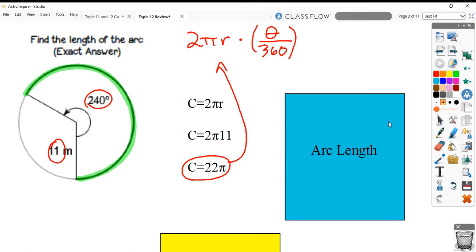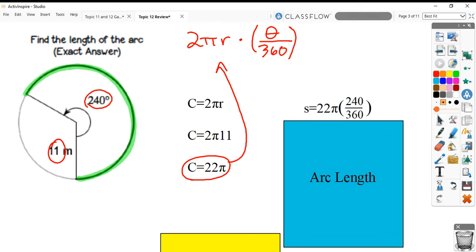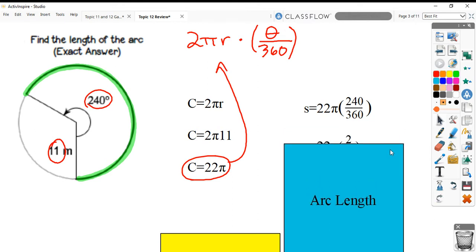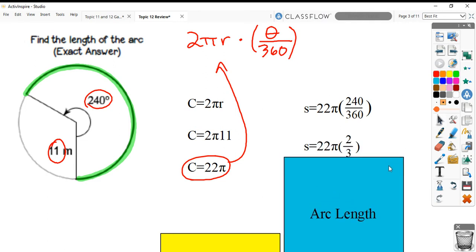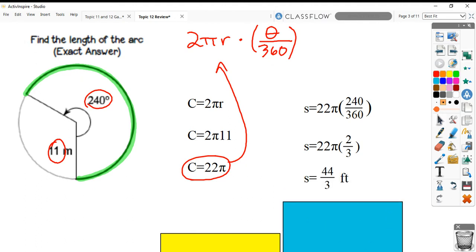And we're going to multiply it times 240 over 360. All of that can simplify down, or you could type it into your calculator as just 240 over 360. Either way that you want to do it, you end up with an answer of 44 pi over 3. 44 pi over 3. Okay?